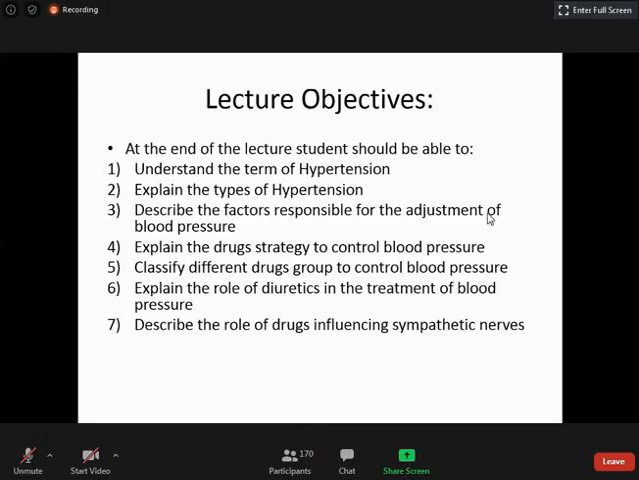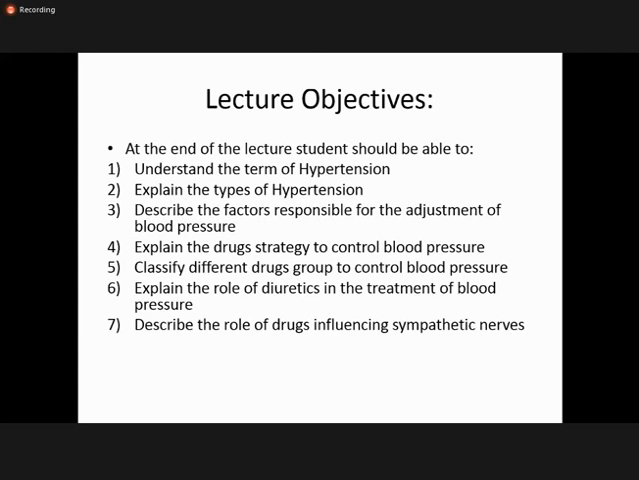At the end of this lecture, you must be able to understand basically what is hypertension, what are the different types, what are the factors responsible for the adjustment of blood pressure, what are the drug strategies to control the blood pressure, and what are the different drug groups that can be used to control the blood pressure. Then individually, the role of diuretics in the treatment of blood pressure and the drugs influencing the sympathetic nerves towards controlling the blood pressure.